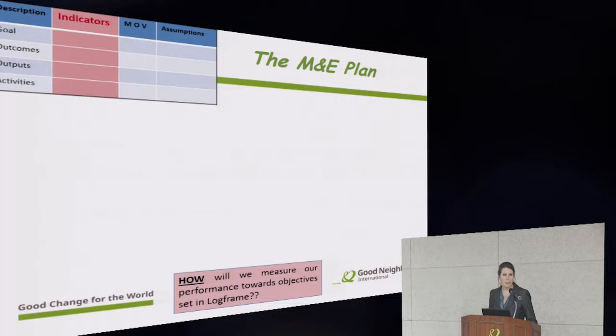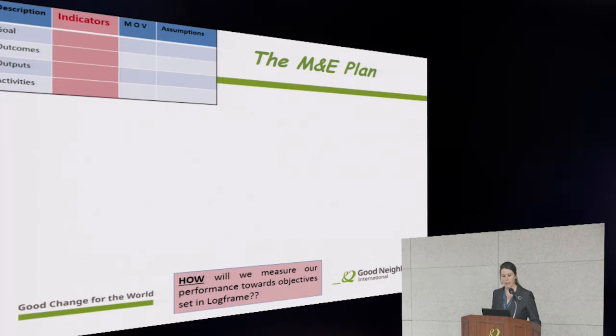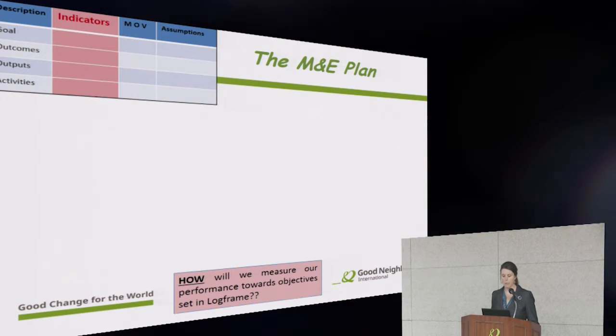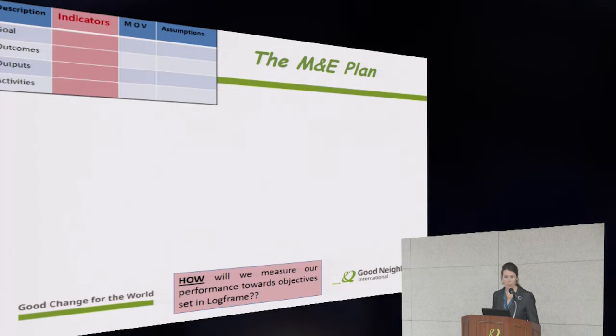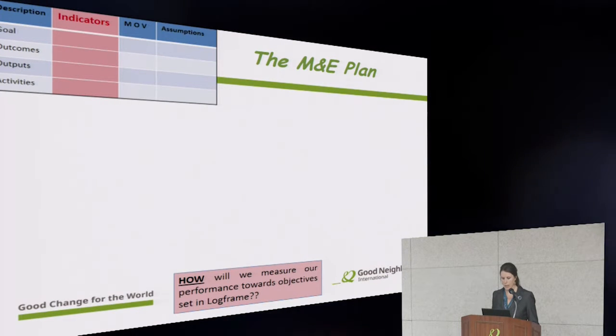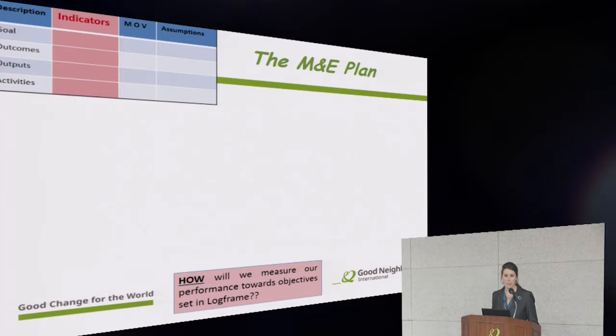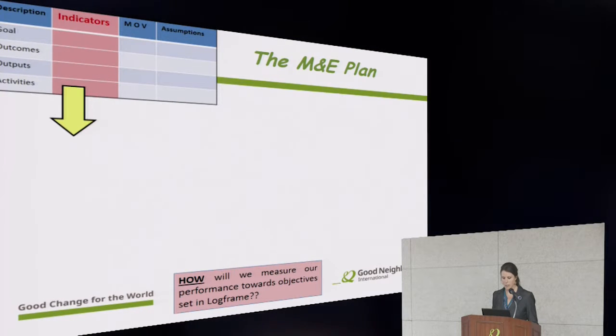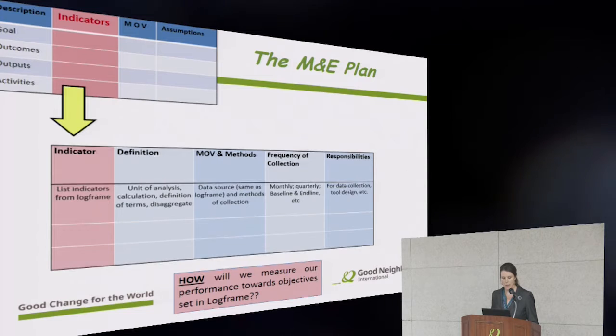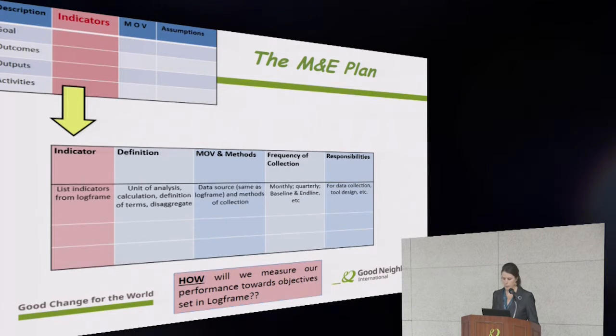We discussed the log frame in detail and our indicators in the log frame in the last session. So we know that they fill up the second column of the log frame here. And this column now is the basis for our M&E plan. We'll take all of the indicators from this column and put them in their own separate table.